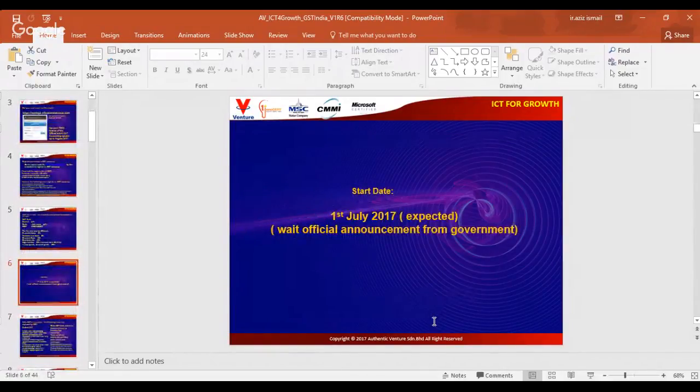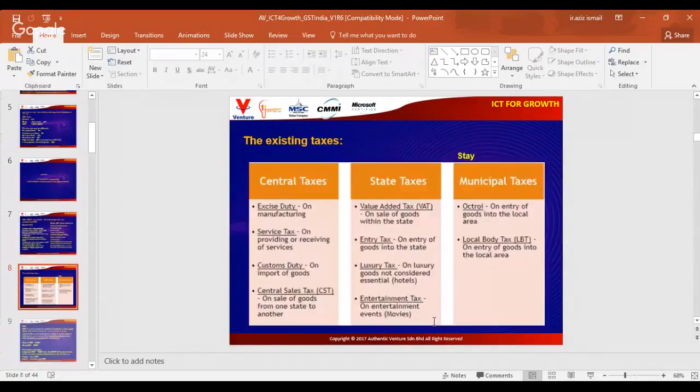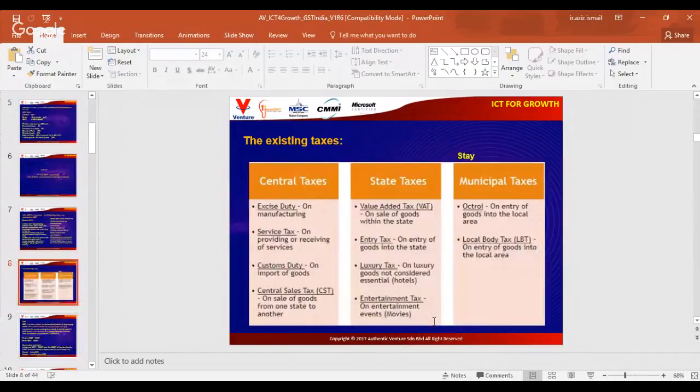We expect the GST to start on the 1st of July, so wait for the official announcement. And then after the GST, all the central tax as well as the state tax will be removed. We have gone through the list of the various taxes, the ones that are removed, in the previous session. I've also made the list of the various central taxes and state taxes that are removed. And also, for example, the municipal taxes, like the octroi tax and the local body tax, are going to be maintained.